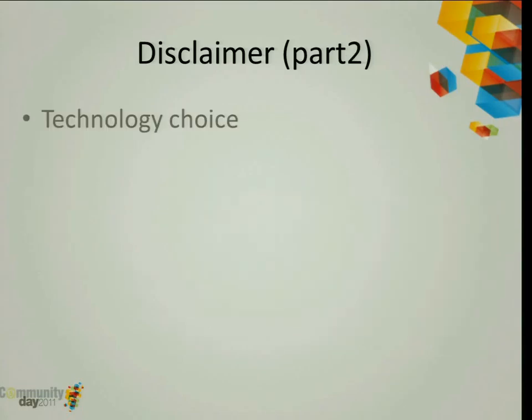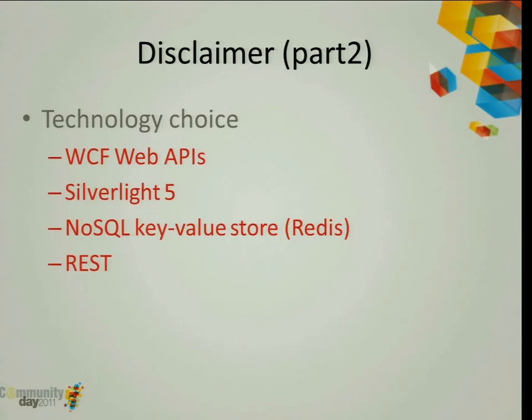Something else on the technology choice. We chose WCF Web API, Silverlight 5, NoSQL, a key-value store with Redis, and REST. The point is not at all to say these are the technologies you have to use, or the best technologies ever, because there's no best technology ever. We didn't want to make a point on choosing those technologies. It only means we had to make a choice, and we did. We could also have used HTML5 and JavaScript, maybe SQL Server for the backend database. We could as well have built an iPad client consuming Ruby and MySQL on the backend, but then we would probably not be talking here today.